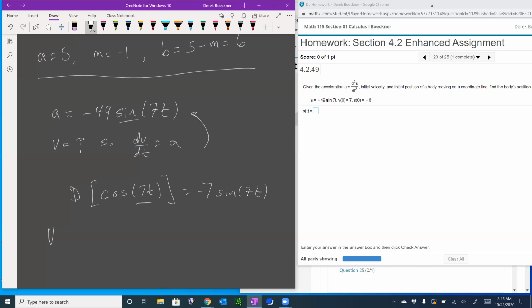So we're going to set v equal to 7 times this cosine of 7t. And we always get to add on a constant, right? Because if I take the derivative of a constant, it just disappears. Okay. So this is what v is going to be. Questions on how we got v?